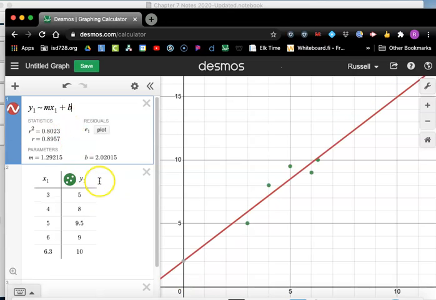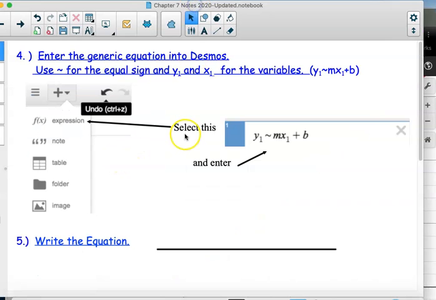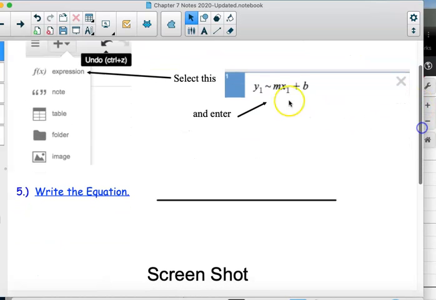All right. So now what's great about Desmos, it draws the line right in for me. So you can see the line is kind of going through the dots. And then take a look in this box here. Once you finish it, it tells you what are called the parameters, basically our variables that we didn't know. So I get, for my slope, 1.29215. For my y-intercept, my b number, I get 2.02015. Okay?